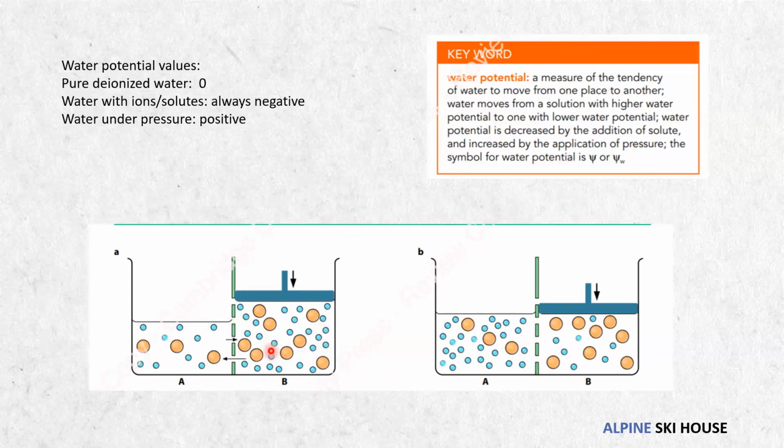So what's going to happen eventually is that water is always going to move from a lower negative value to a higher negative value because of water potential. Now, we've talked about how solutes make water have a more negative potential. Putting water under pressure gives it a more positive water potential. So that is what this plunger represents here.